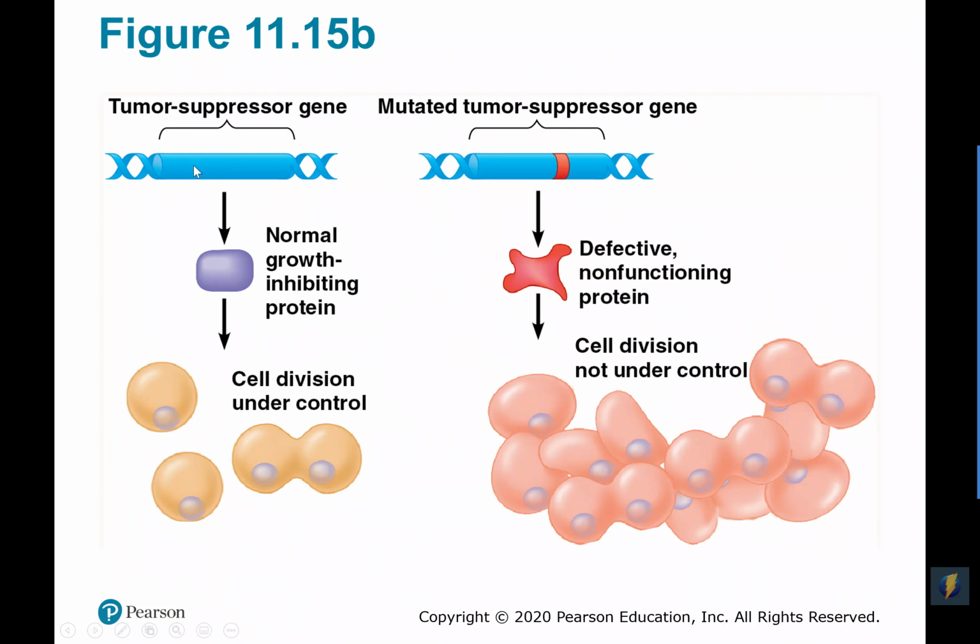Here is a tumor suppressor gene. If it is activated, we get a growth inhibiting protein, and cell division works pretty normally. But if the tumor suppressor gene mutates or gets inactivated, then you could end up either with no growth inhibiting protein, or some defective, weirdly shaped, non-functional inhibiting protein. And then the cell division takes place uncontrollably.